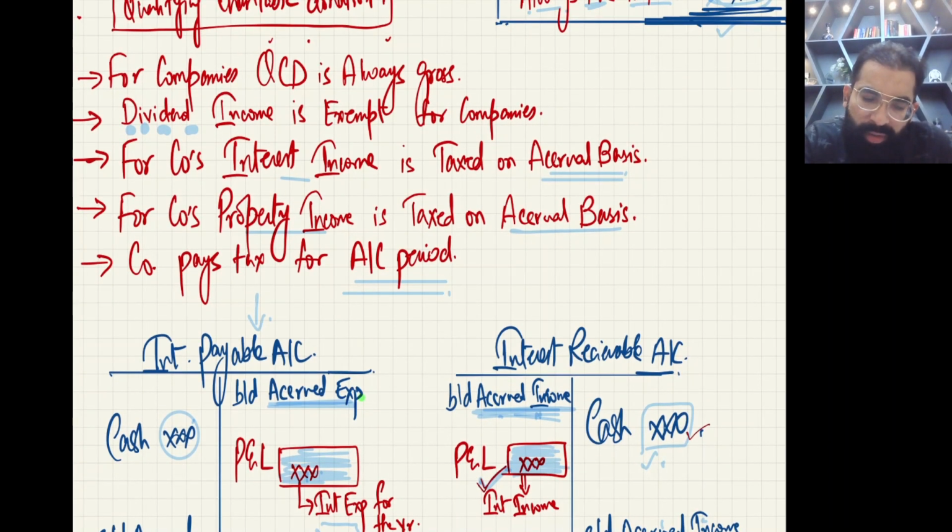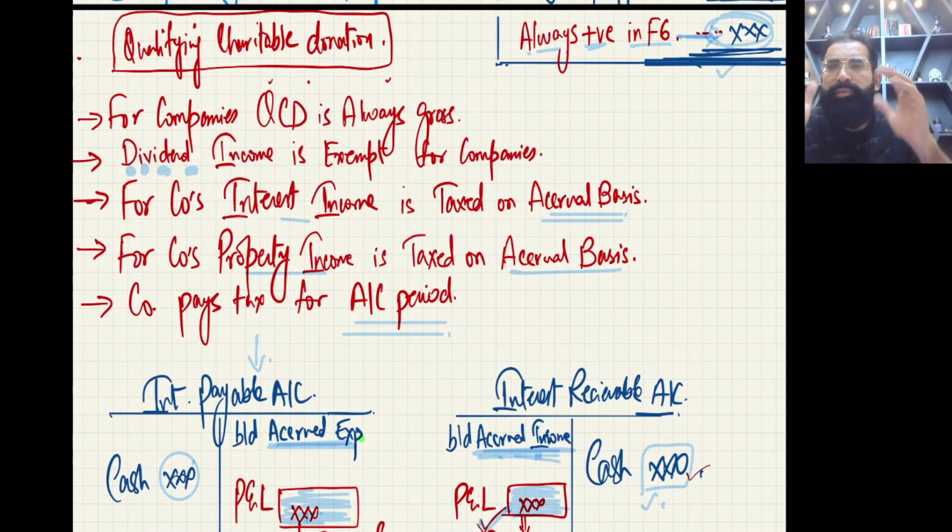For companies, property income is taxed on accrual basis. This is once again a change. Remember, for individuals, when I taught you in the beginning, property income is taxed on cash basis. That means you need to check inflows and outflows. But for companies, property income is taxed on accrual basis. Accrual basis means how many months you have provided the services, right?